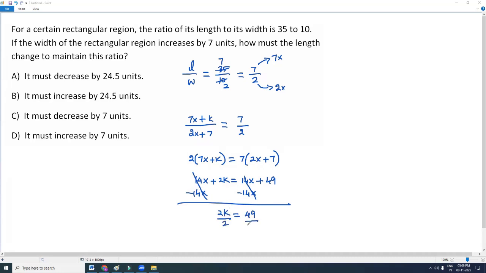Let's divide both sides of the equation by 2. Then this 2 will cancel out. Then we get k equals, when I divide 49 by 2, I'm getting 24.5. Here I'm getting a positive value for k. That means the length of the rectangle has to be increased by 24.5 units. And we find this exactly in answer choice B. That is, it must increase by 24.5 units. The correct answer choice for this question is B.